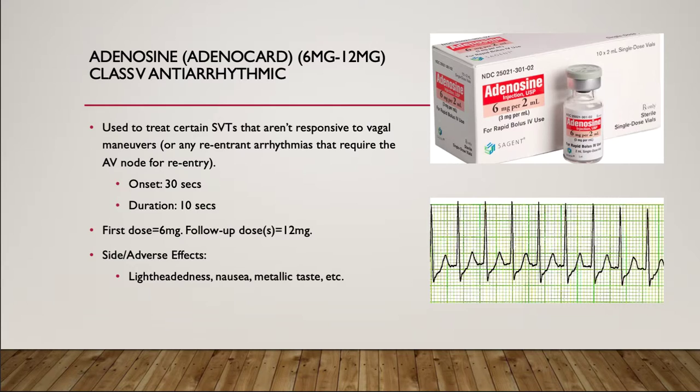So it also says any re-entrant arrhythmias that require the AV node for re-entry. Typically, it's given rapid push IV. It's given with the first dose being 6 milligrams and then the follow-up doses being 12 milligrams. And on this slide, you can see a nice picture right there of your standard SVT, right? So what you're looking for is P waves are often hidden and they're embedded in the QRS complexes. As you can see here, you can't really make out the P waves.